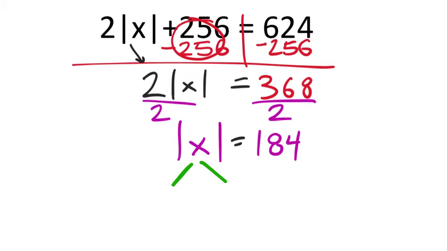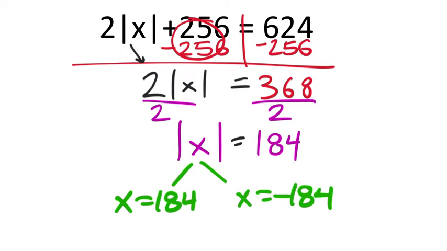We've got to split this up, right? Now again, these two lines coming out of the absolute value represent the inside of the absolute value. Meaning, if I could get x to be 184, I'd get a true statement right there, okay? But if I could get x to equal negative 184, that would be true as well.